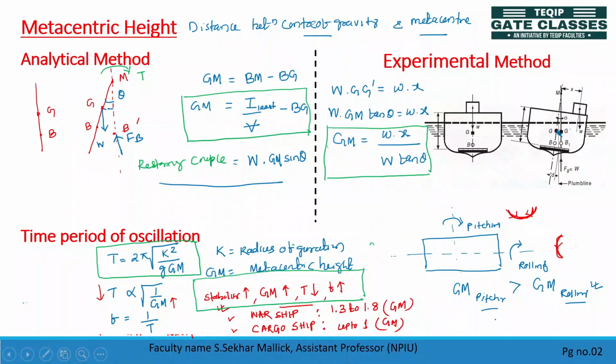You know, I forgot to mention one thing. What is BM here? BM also called as metacentric radius. Okay, GM is your metacentric height, and BM, distance between center of buoyancy and metacenter, is your metacentric radius. Okay. So now this is complete. We can solve few numerical.